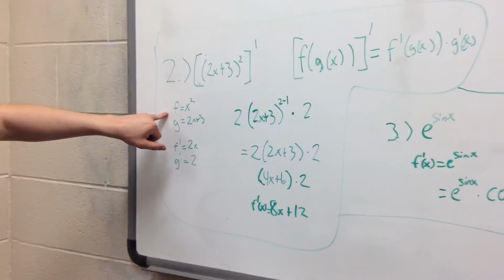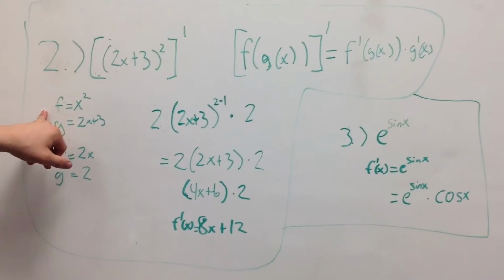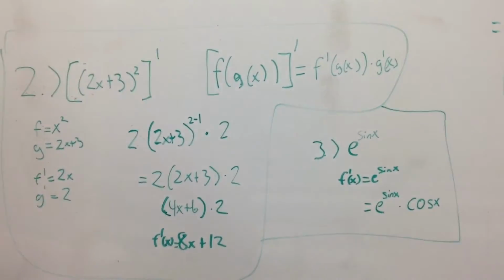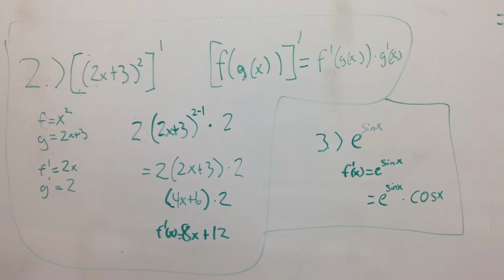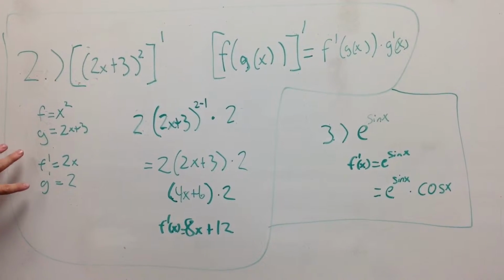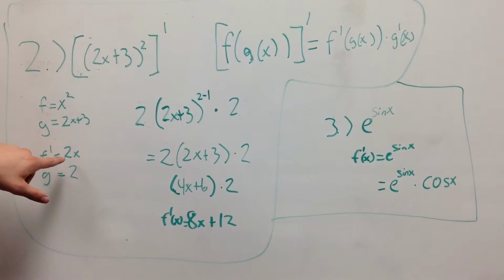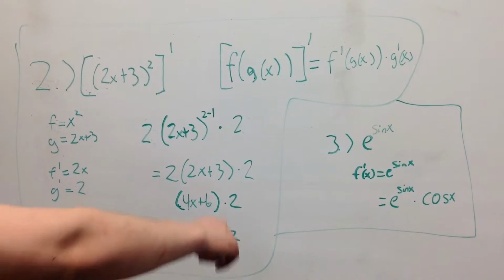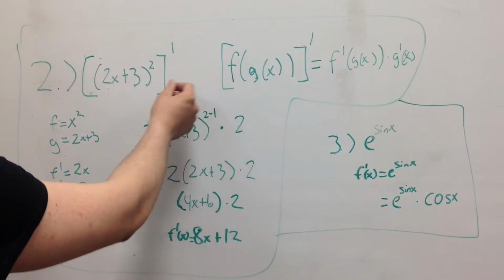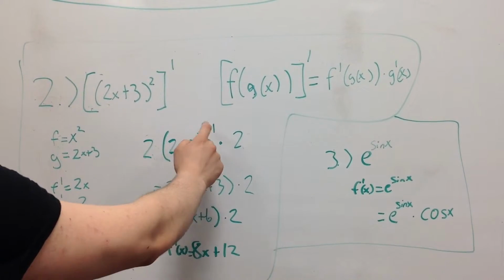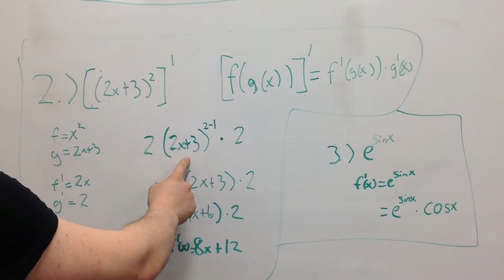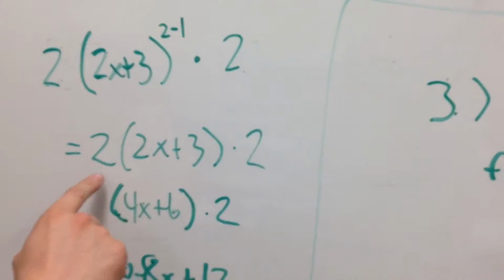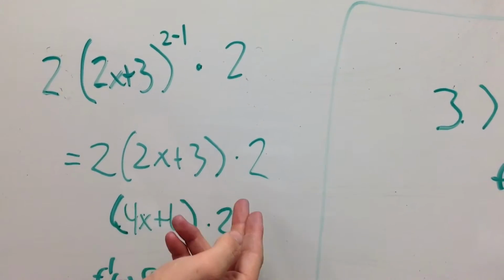But look at what I'm doing. I'm assigning my variables here. I know my f is x squared. I know g, which is going to be this, is 2x plus 3. So what I'm going to go ahead and do is take the derivatives. f prime is 2x, and g prime is just equal to 2. So what I did here was I pulled the exponent down and put it right here, subtracted by 1, kept what was inside, took the derivative, just like here, 2 times (2x plus 3) times 2 is what you're left over with.